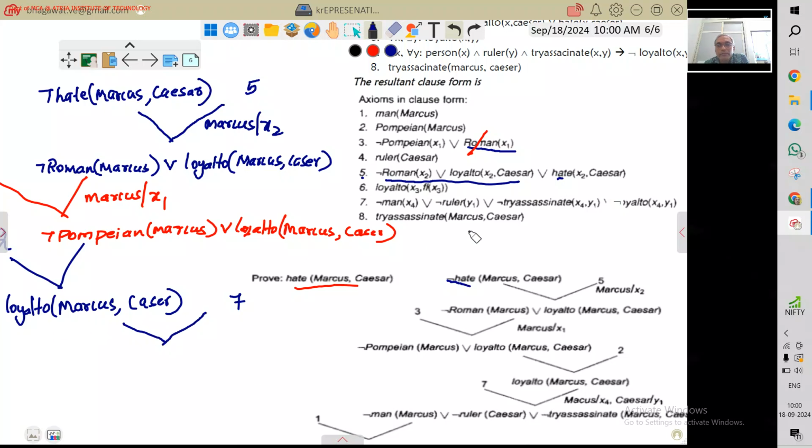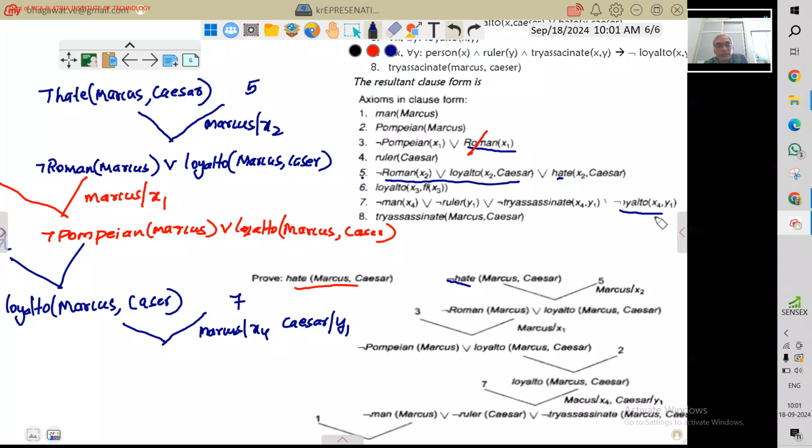So what is there here? Negation loyal to(x4, y1), but we have Marcus, Caesar. First Marcus, that means in place of x4, if Marcus is there, then matching will be done. So we are going to replace our variable x4 with Marcus and we will replace y1 with Caesar.